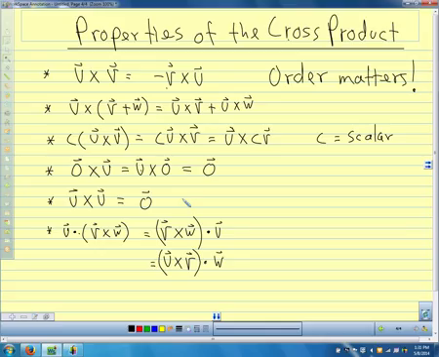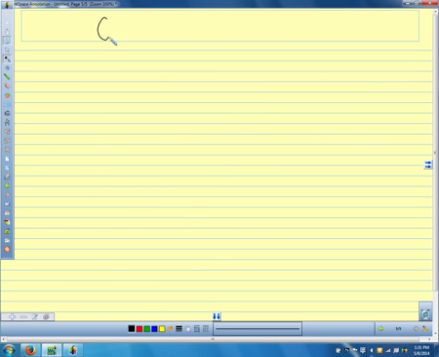What's really interesting about the cross product, to me anyway, is the geometry of the cross product. So any questions on these properties? The geometry of the cross product is where it's really interesting. All right, the geometry.